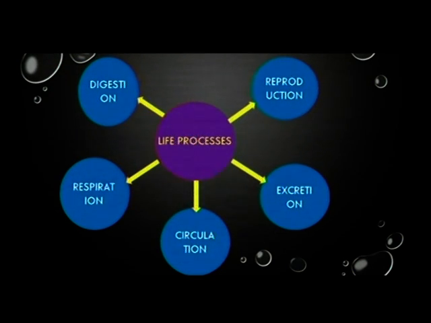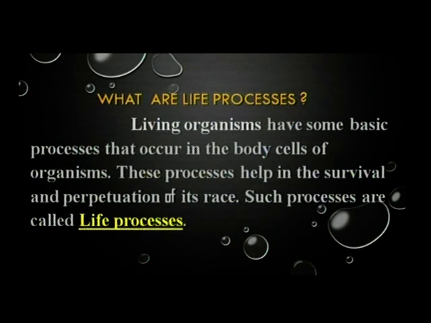So, the first one is life process. What are the life processes? These are digestion, respiration, circulation, reproduction and excretion. These are the life processes which take place in our body. What are life processes? Living organisms have some basic processes that occur in the body cells of the organism. These processes help in the survival and perpetuation of its race. Such processes are called life processes.